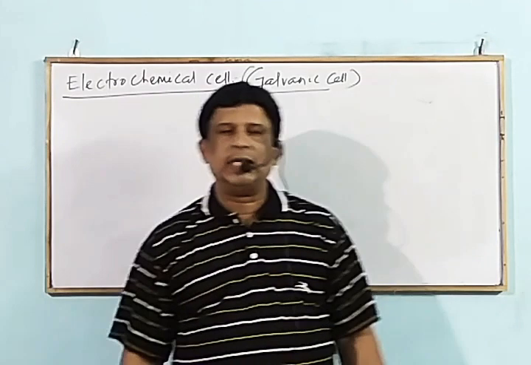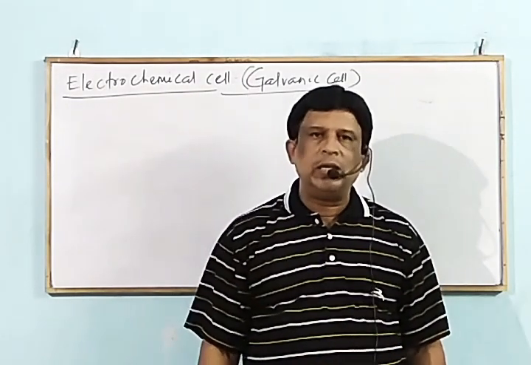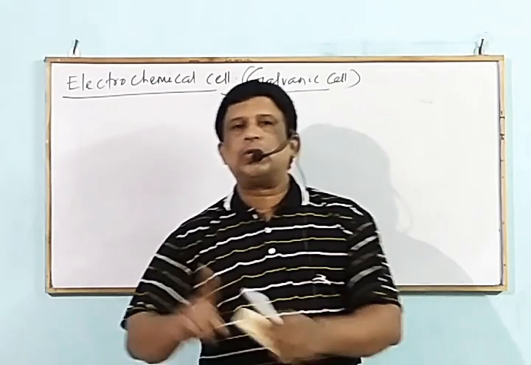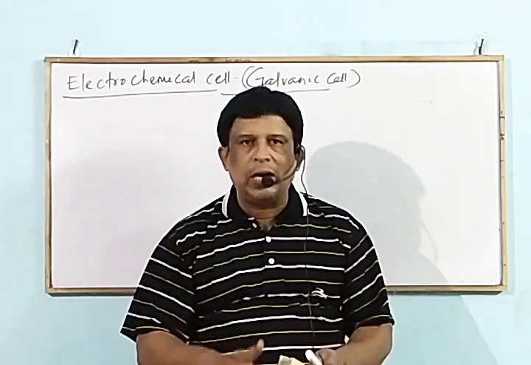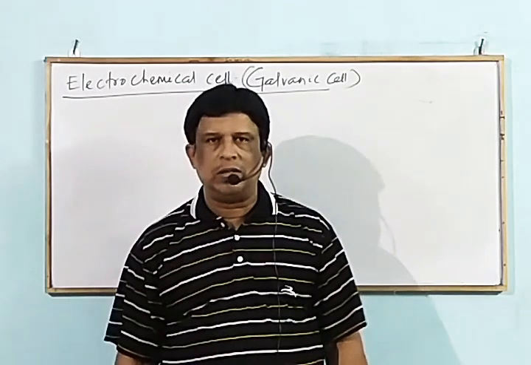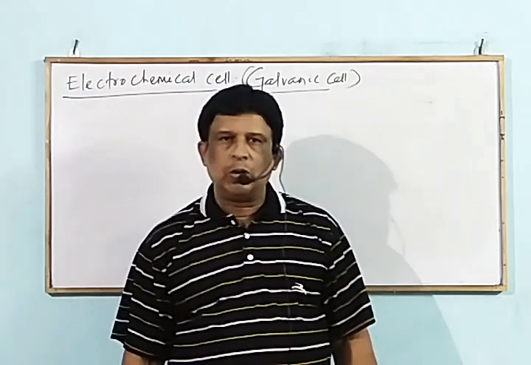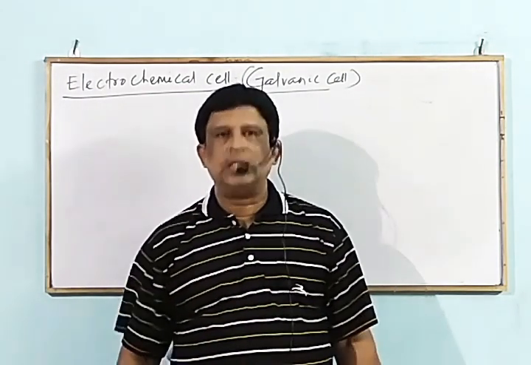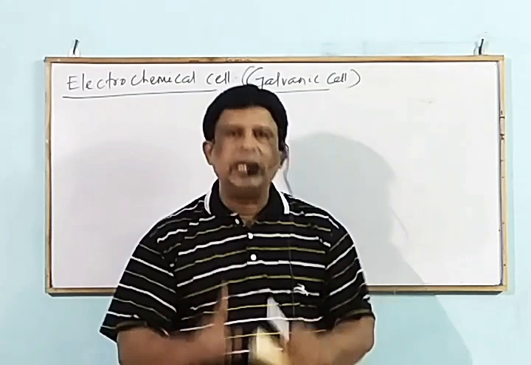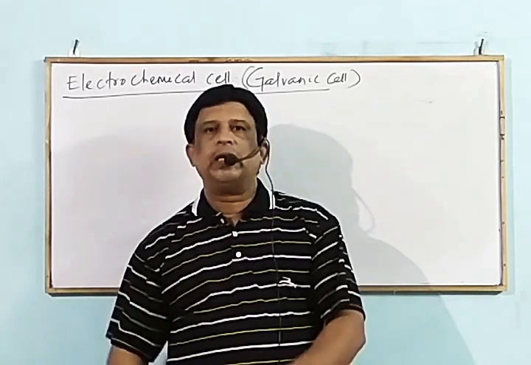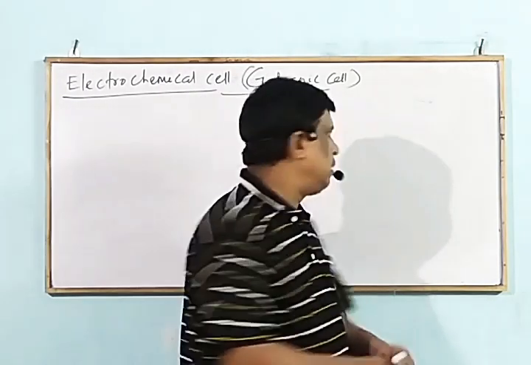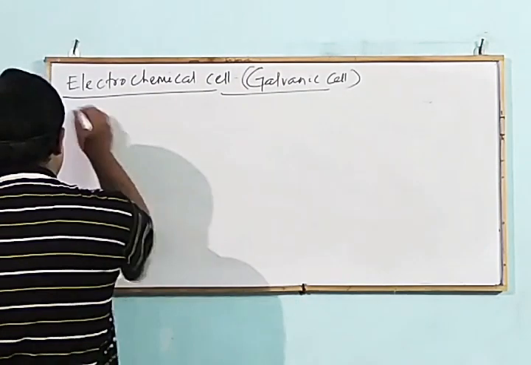I repeat again, it is an instrument, a device in which indirect redox reaction takes place as a result of which decreasing free energy is converted to electrical energy. Now we go through the construction of this cell, working of the cell, then principle, theory and cell notation. Mark that. First we go through the construction.